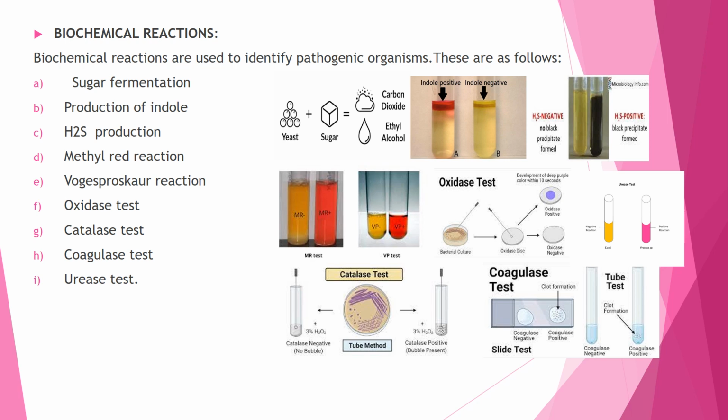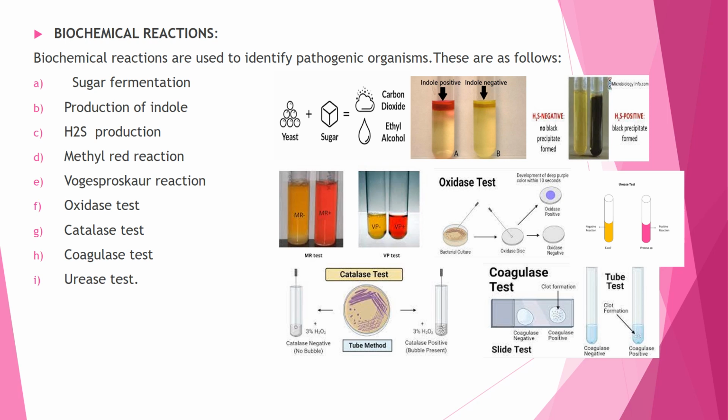Biochemical reactions. Biochemical reactions are used to identify pathogenic organisms. These are as follows: sugar fermentation, production of indole, H2S production, methyl red reaction, Voges-Proskauer reaction, oxidase test, catalase test, coagulase test, and urease test. Sugar fermentation: when the organism is involved in sugar fermentation, it shows the production of carbon dioxide and ethyl alcohol, as shown in the first diagram. Whereas for the production of indole, if it is indole positive, it shows a pink color precipitate, whereas indole negative shows a yellow color precipitate, as seen in the second diagram.